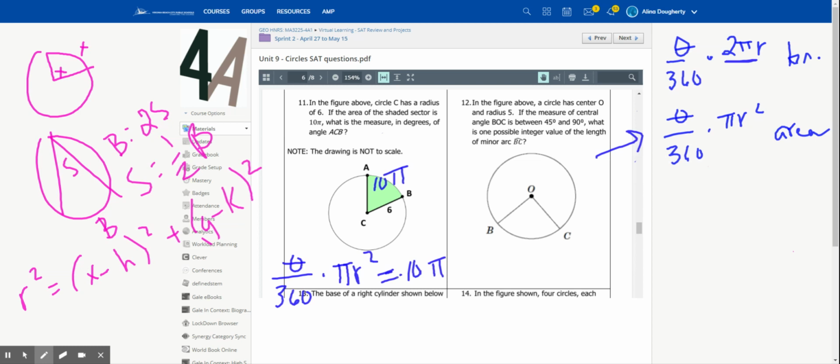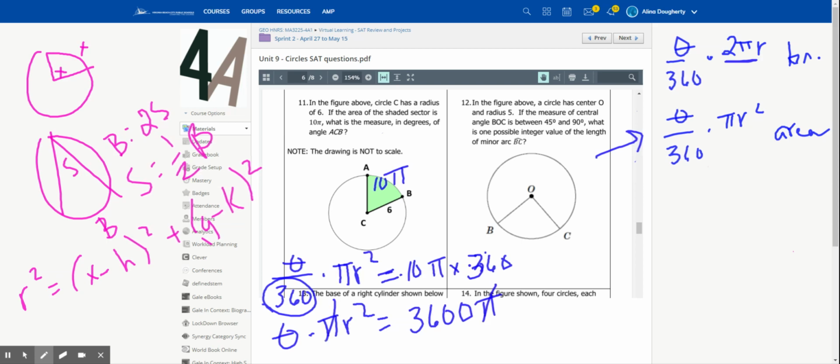So we're going to multiply by 360 on both sides. So then pi r squared times our angle equals 3,600 pi. And then we can divide by pi to get rid of that, and then take the square root. So theta equals 60 degrees. Square root of 3,600 is 60.